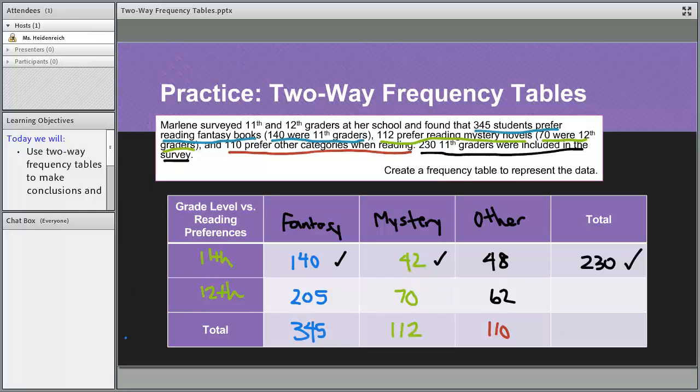And then the last part's pretty easy. We just need some totals here. So 205 plus 70 plus 62, that comes out to 337 for the total number of 12th graders surveyed. And then our total here is 567. And you can actually get that total by either adding the total column or the total row. And so that would be one example of filling out a two-way frequency table given some information.